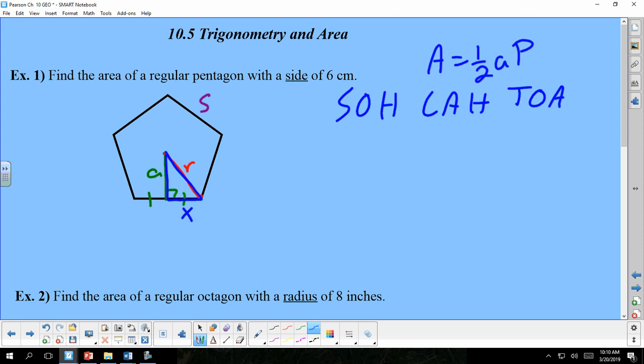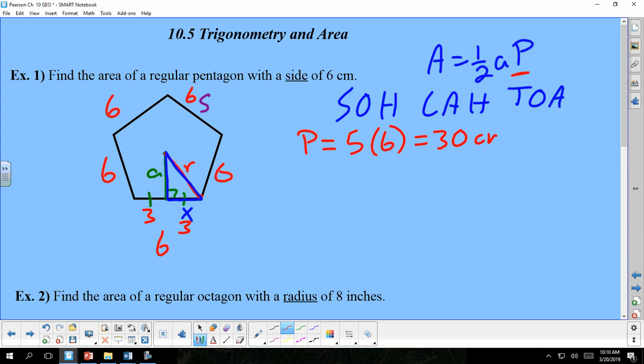So our first thing to do is to figure out what we have. In this case, I'm given a side length of 6, meaning that each of these are 3. Right? So I can easily find the perimeter part of this. This is a pentagon, so my perimeter is number of sides 5 times the side length 6. The perimeter is 30. And let's remember to keep our units centimeters. So what I need to solve for is the apothem.